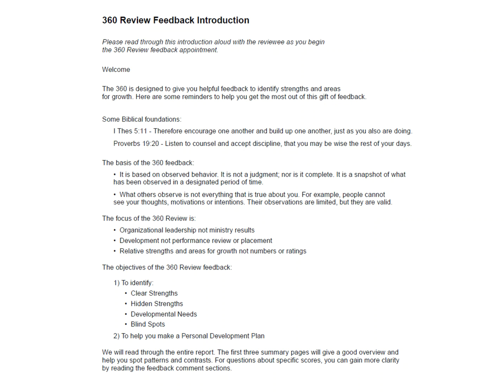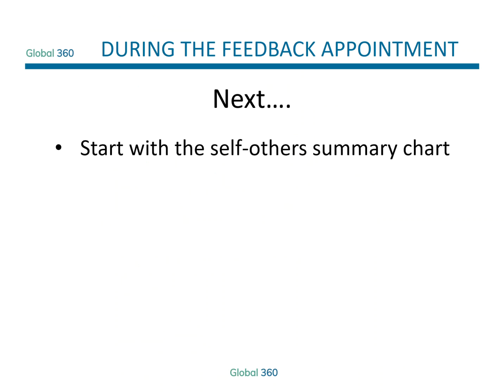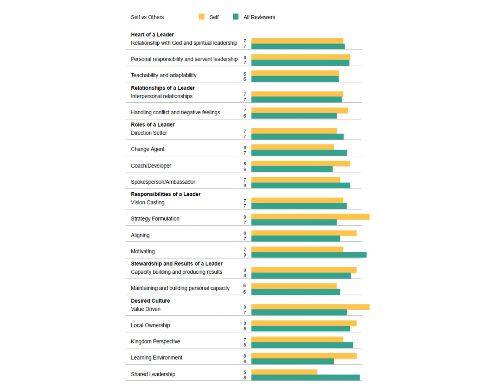We will read through the entire report. The first 3 summary pages will give a good overview and help you spot patterns and contrasts. For questions about specific scores, you can gain more clarity by reading the feedback comment sections. Next, start with the self-others summary chart. Here you especially want to note the clear strengths, the hidden strengths. These are areas where the others saw the person as significantly stronger than he or she saw self to be.